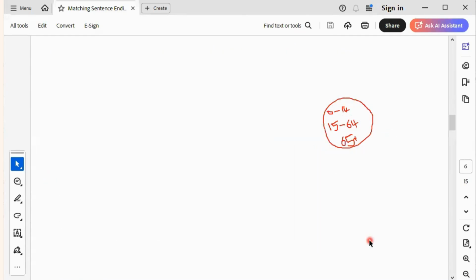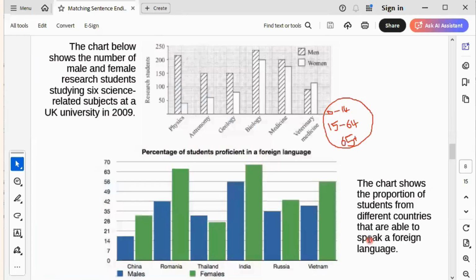Let's look at another example. I'm going to use many examples so that you get this thing. Look at this example here now of this bar chart. Which one is the whole and which one is the parts? For this one, we have different countries: China, Romania, Thailand, India, Russia, Vietnam. Okay, so let's start with China. For China, what represents the whole, the complete thing?